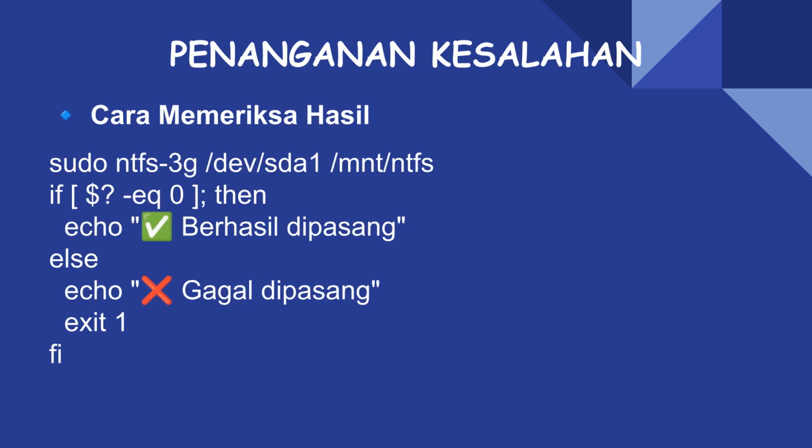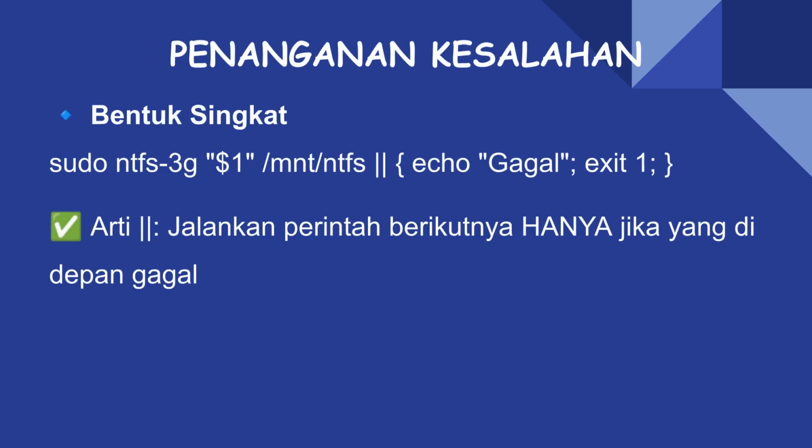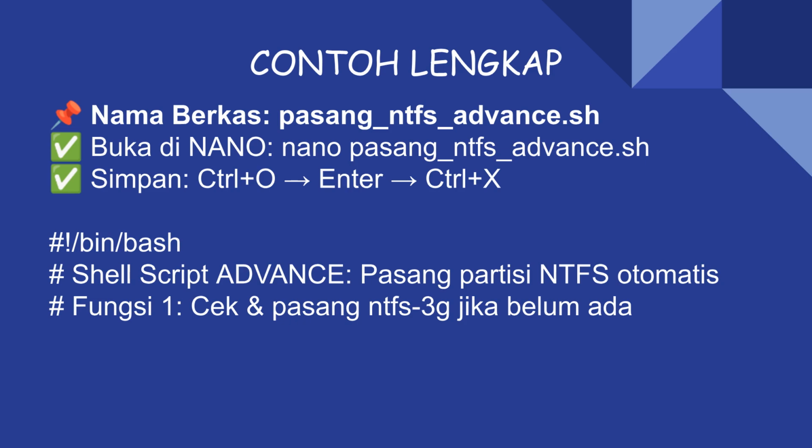Effective error handling is vital for robust scripts. The special variable $? returns the exit status of the previous command. A value of 0 indicates success, while any other value signals an issue. You can use this exit status to control the script flow. In this example, we attempt to mount a drive and provide feedback based on whether the command succeeded or failed. For shorter logic, you can use the double pipe operator. This tells the script to execute the subsequent commands only if the preceding command fails.